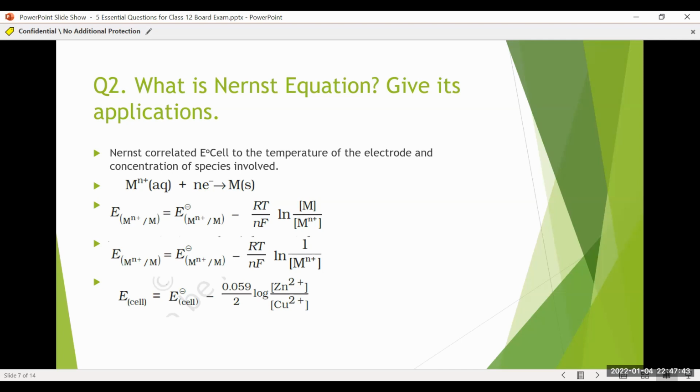What is the Nernst equation? Give its application. It is a very important question in electrochemistry. Why do we need to use the Nernst equation after knowing electrode potential? As you know, electrode potential is a potential difference between an electrode and its salt solution. It can be oxidation, it can be reduction also.